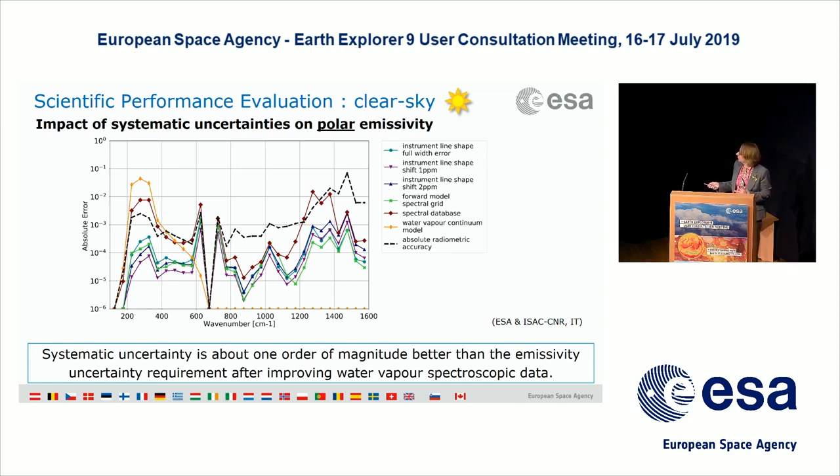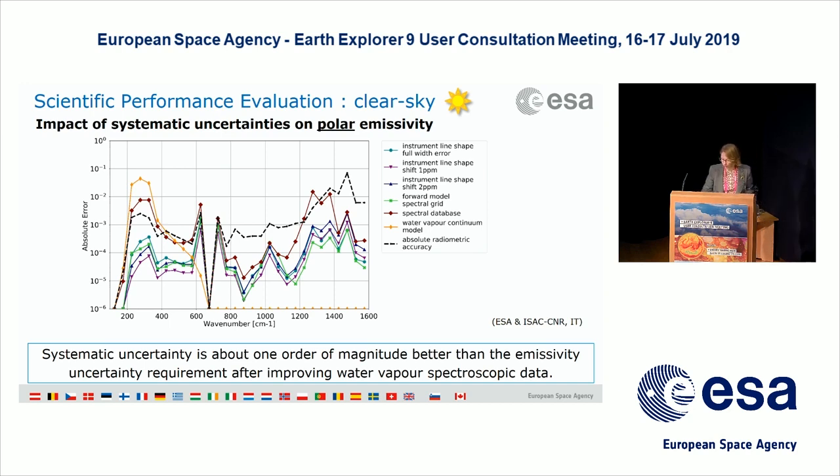And so the requirement for the uncertainty on the emissivity is 0.01, so it is here. And so the conclusion is that we need to improve the spectroscopy and the water vapor model before we can reach our requirement on emissivity. However, this is a good thing because this is one of the goals of the FORUM mission.